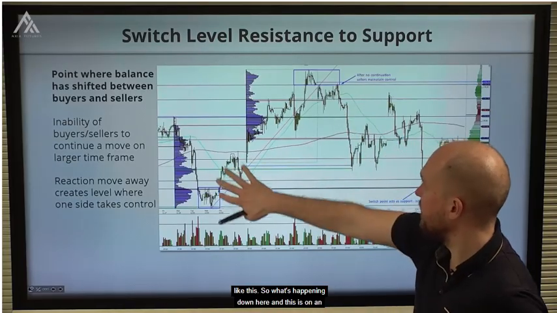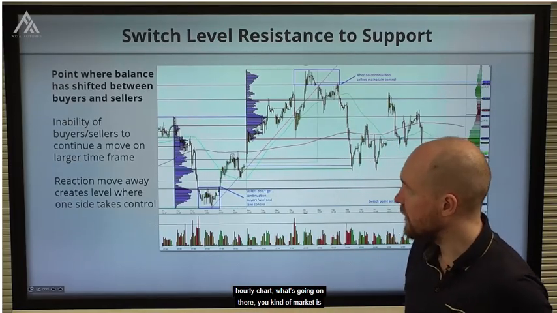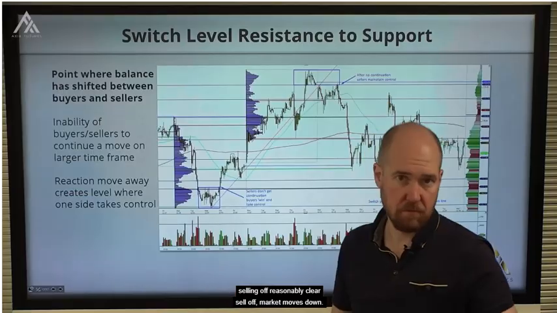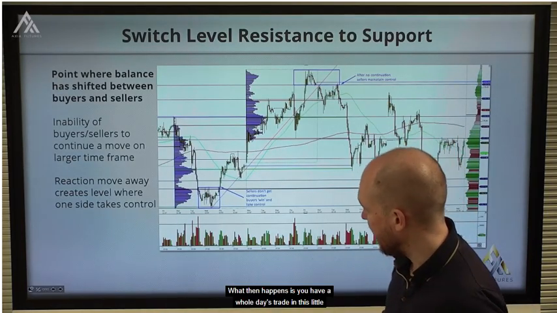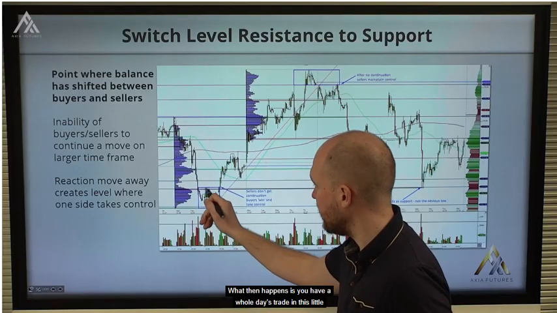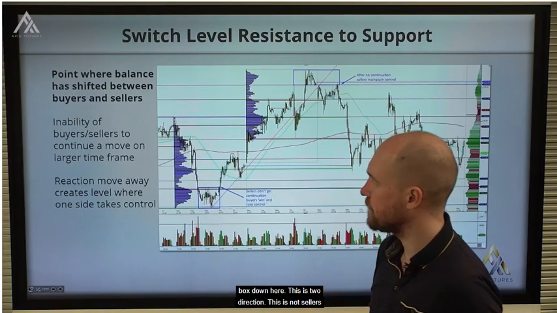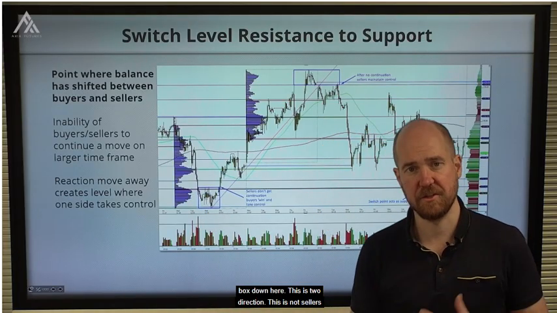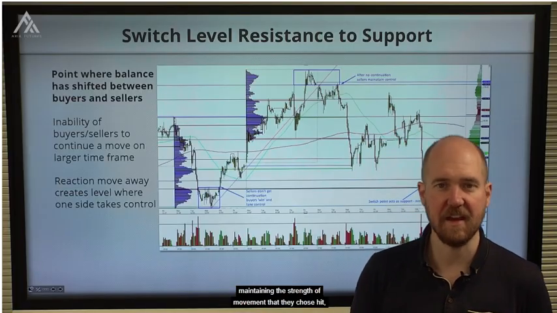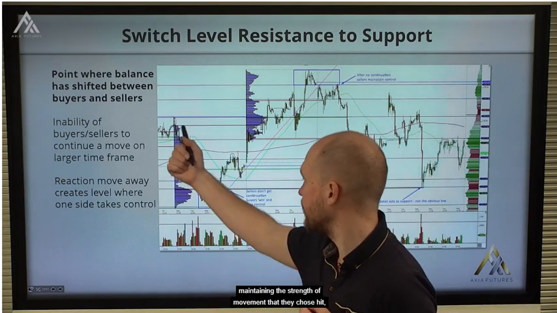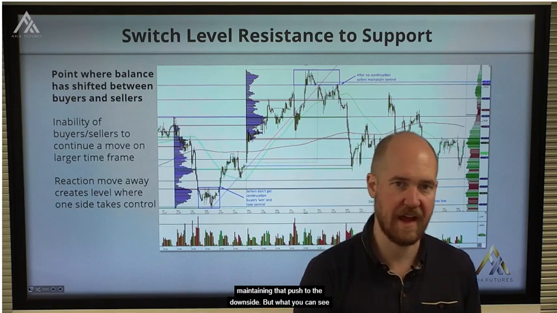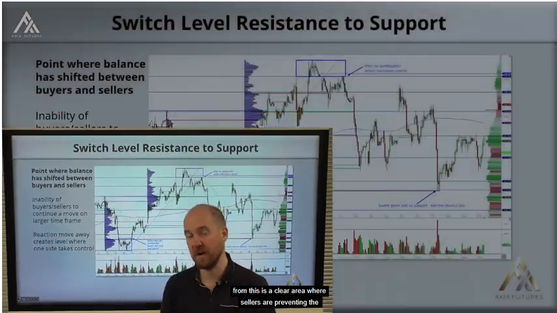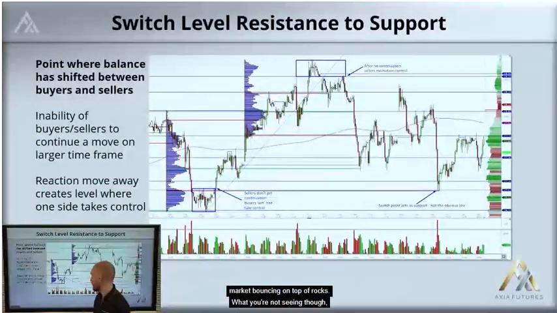So what's happening down here, and this is on an hourly chart, is you've had a market that's selling off, reasonably clear sell off, market moves down. What then happens is you have a whole day's trade in this little box down here. This is two directional. This is not sellers maintaining the strength of movement that they've shown here, maintaining that push to the downside. But what you can see from this is a clear area where sellers are preventing the market bouncing from. Top of the box.